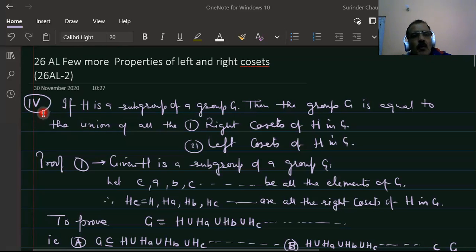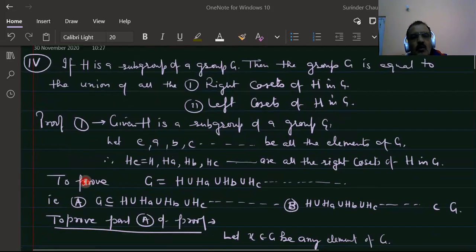The three properties we have just proved in the previous lecture, and now the fourth property is: if H is a subgroup of G, then the group G is equal to the union of all the left cosets of H in G, and the second part is G is the union of all the right cosets of H in G. Now we'll prove one part first, and the second part you prove yourself in a similar way.